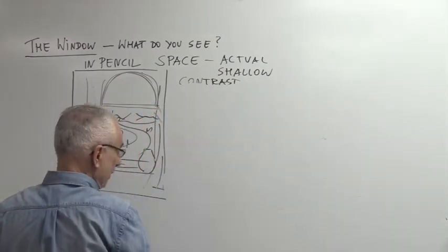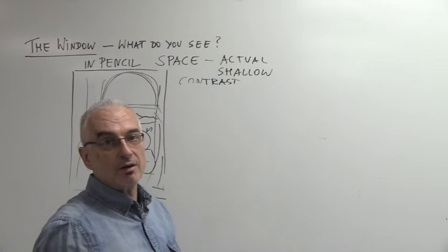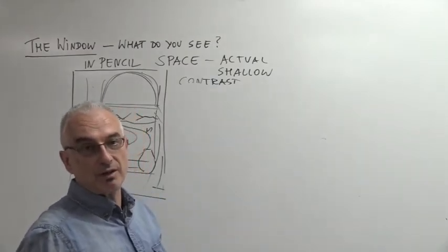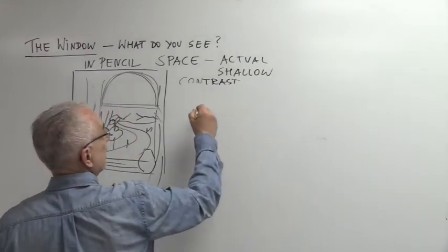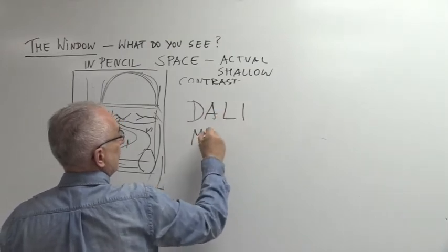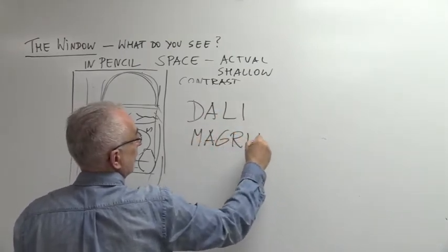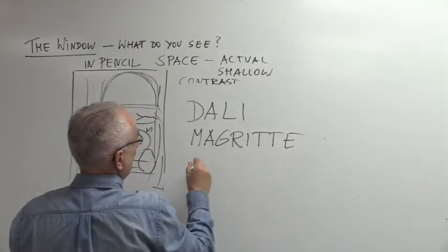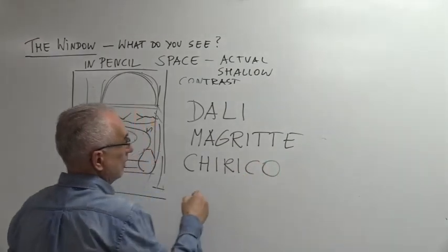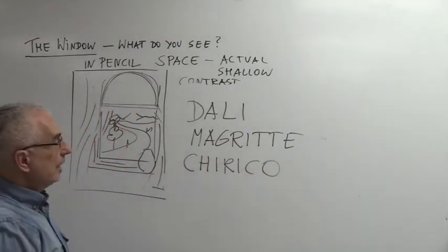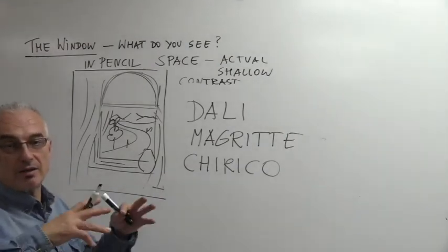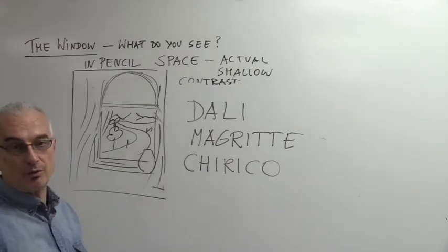The idea of looking through the window was very popular, especially in the surrealism in art. So if we look at artists like Salvador Dali, Magritte, Géricault, those are just few. Okay, you could look them up and see how they address that concept of looking through the window.